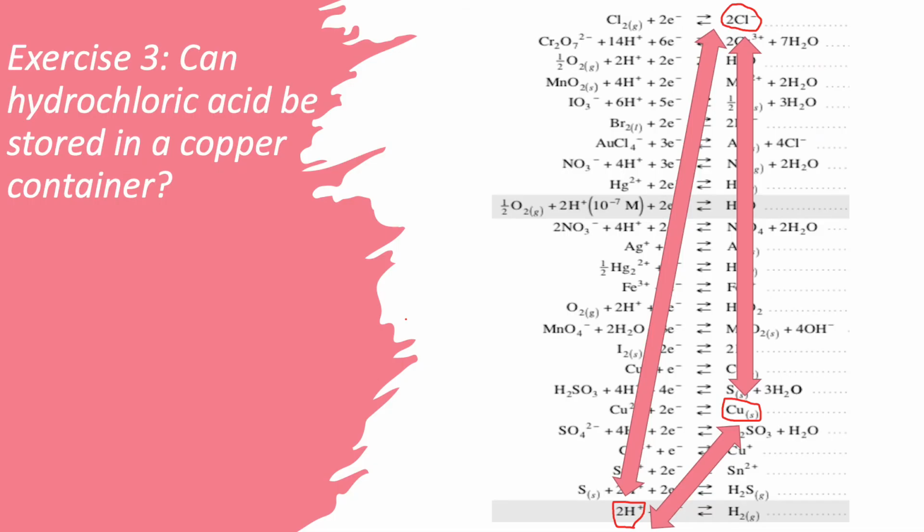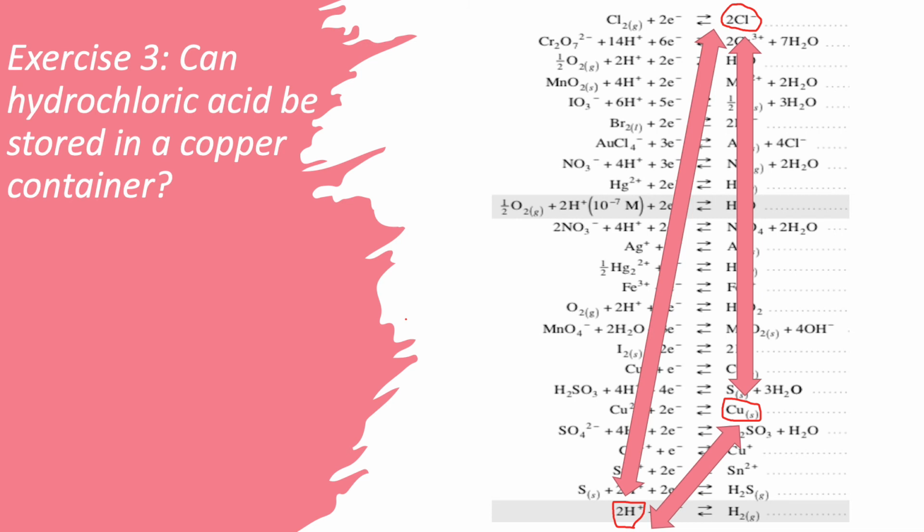Let's move on to exercise 3. The question is, can hydrochloric acid be stored in a copper container? First, we need to identify the species that are taking part in this reaction. In hydrochloric acid, there are H+ ions and Cl- ions, and the copper container is Cu solid.